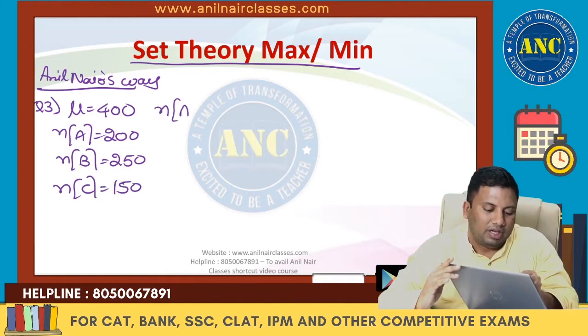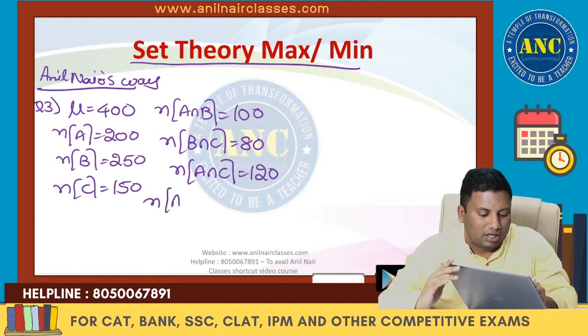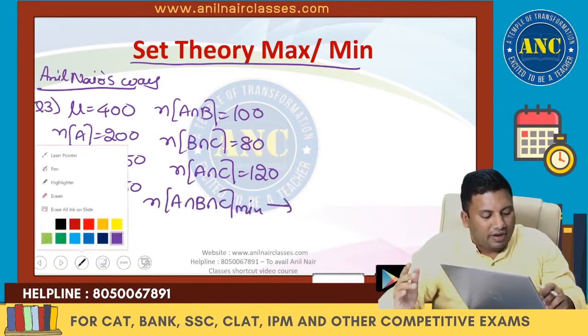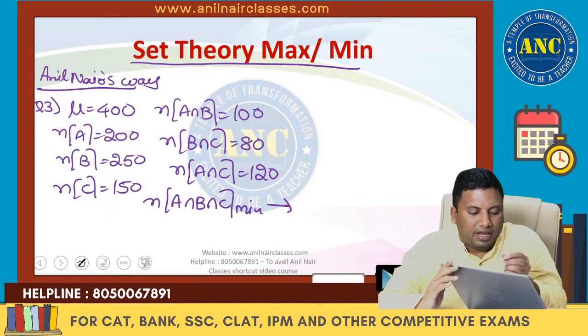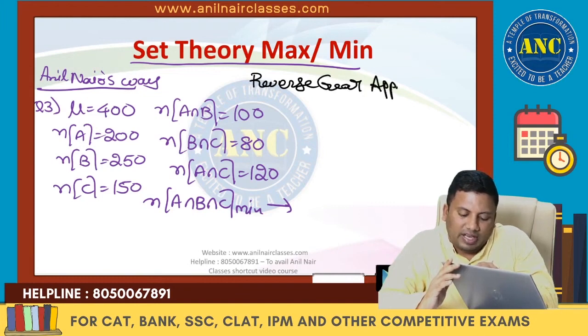N of A intersection B is nothing but 100. B intersection C is nothing but 80. A intersection C is nothing but 120. So I want N of A intersection B intersection C minimum. Whatever the concept that we did in the previous type 1, we will do the reverse gear approach.